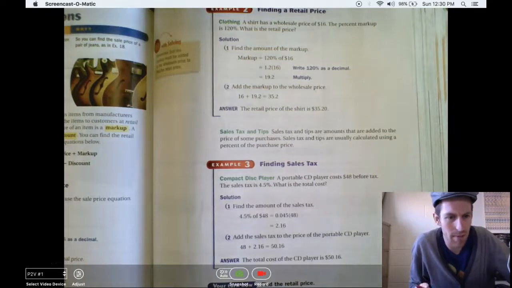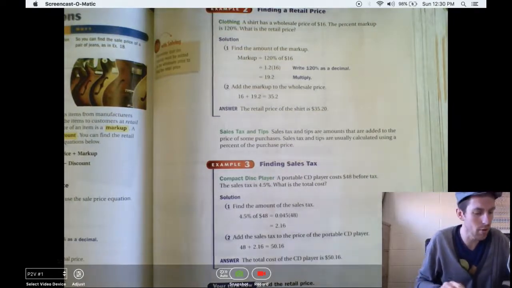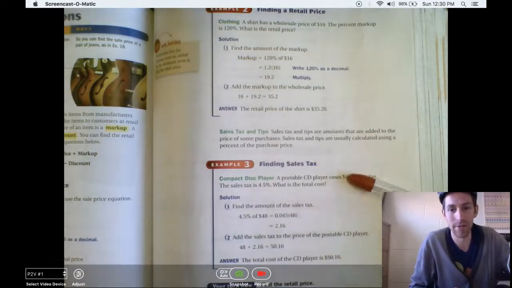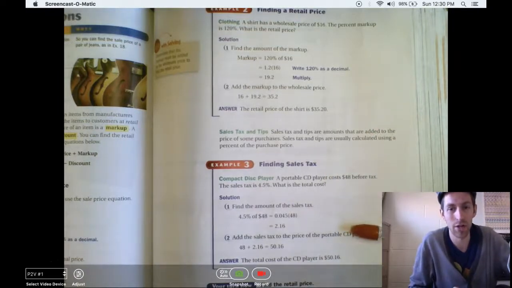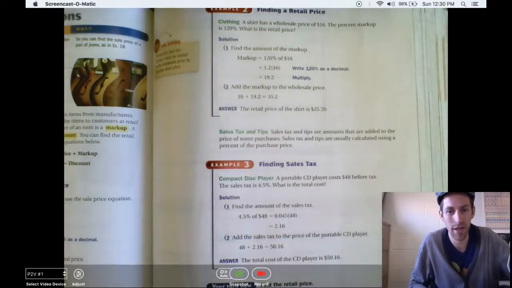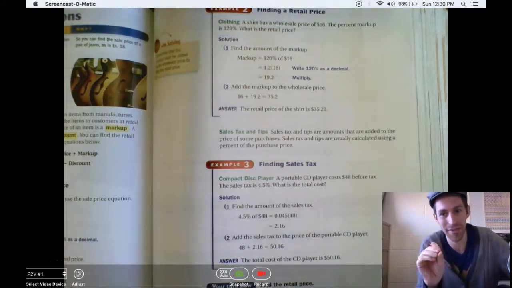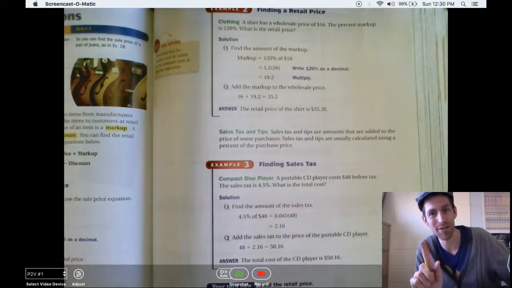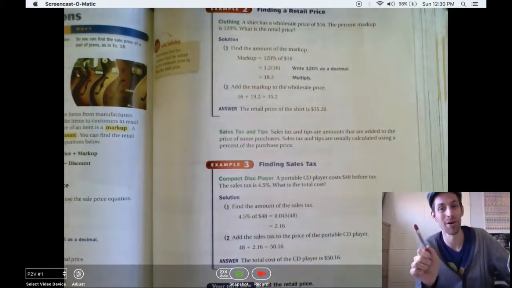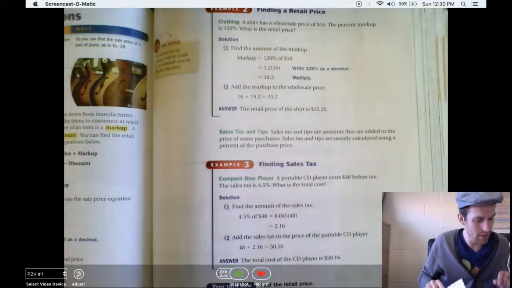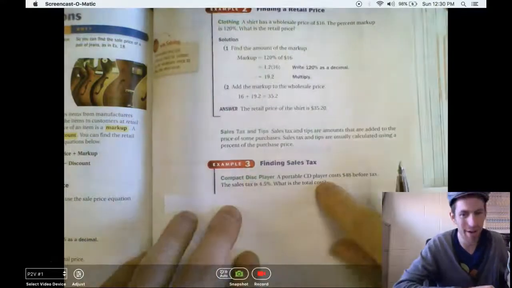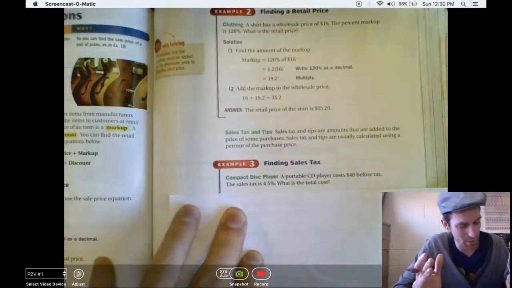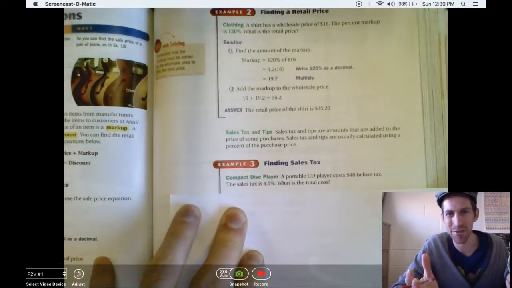I'm looking at my time here, and I don't see. Oh, we're at 9 minutes. Cool. So finding sales tax. Some states charge more sales tax than others, and so the price tag that you see on this item isn't actually the price you're going to pay. When you get to the register, it's going to cost more because of sales tax, right? So portable CD player. You guys even know what that is? MP3 player. Do you even know what that is?